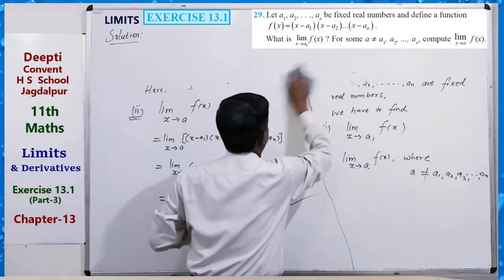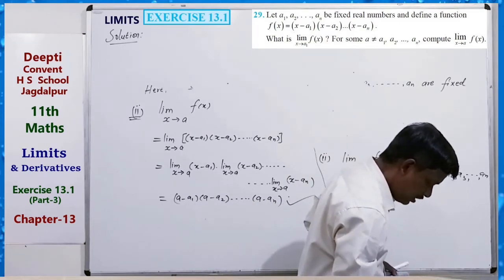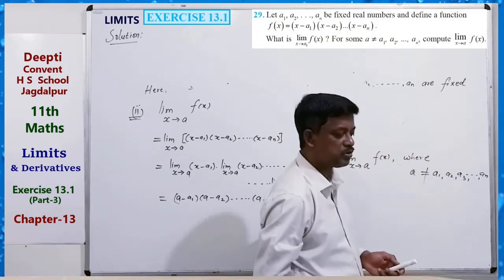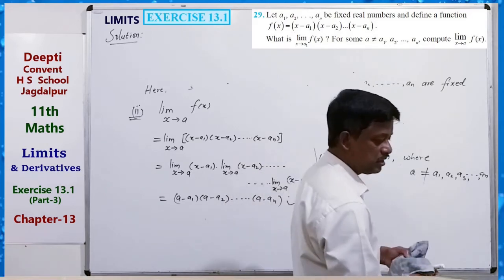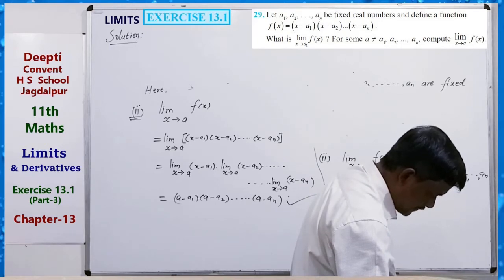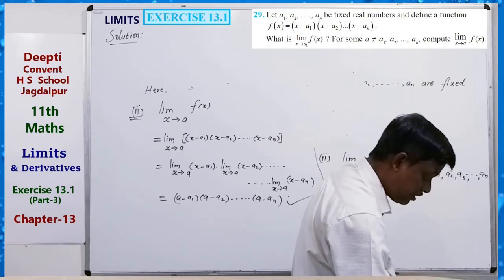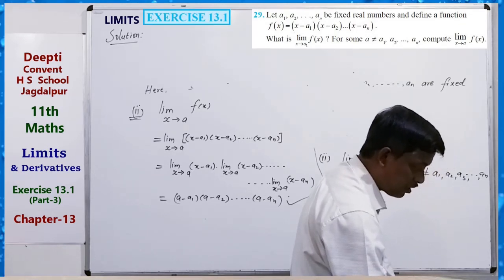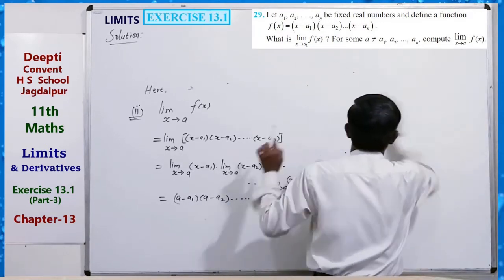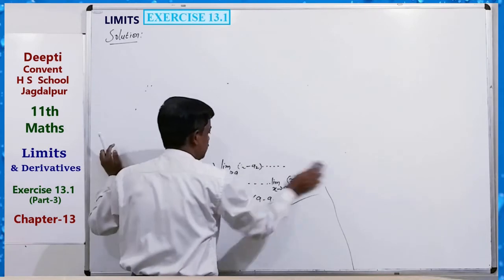So remember that. Okay. Now question 30. Okay, question 30 is here also: for what values of a does the limit exist, x tending to a, of mod x plus 1, mod x minus 1? So just see the function given in question 30.